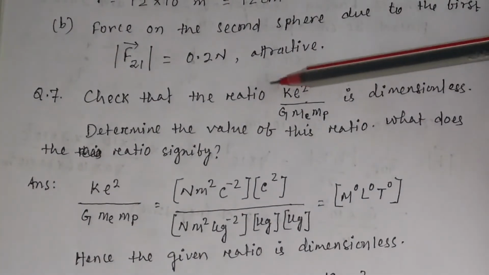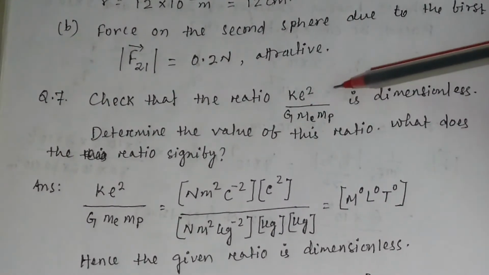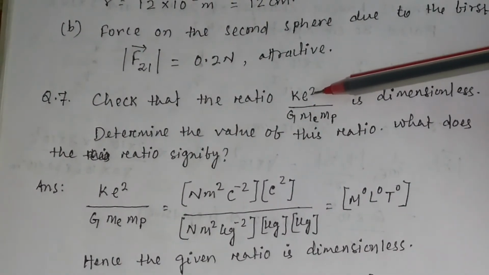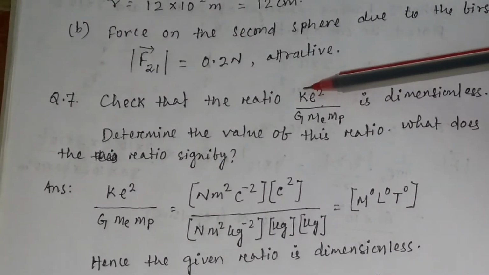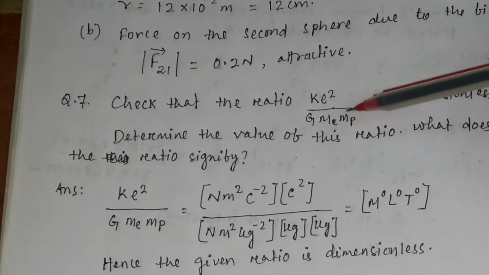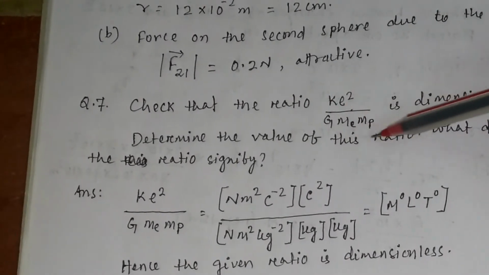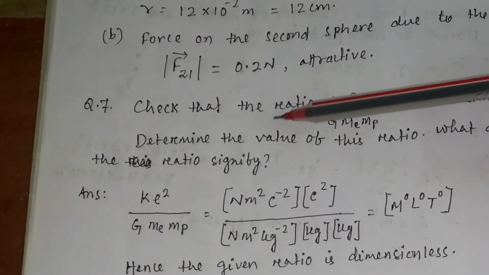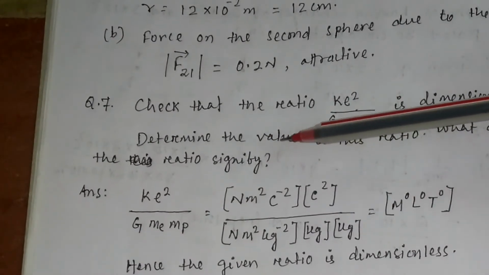Next question: check that the ratio k e square divided by G me mp is dimensionless, where e is the charge of electron, k is the constant in Coulomb's law, G is the gravitational constant, me is the mass of electron and mp is the mass of proton. You have to check that this ratio is dimensionless and determine the value of this ratio. What does the ratio signify?